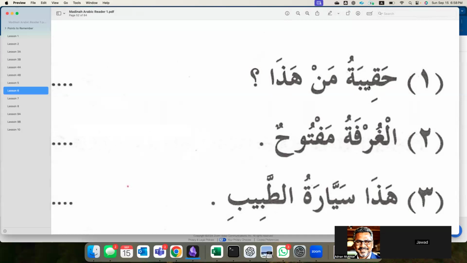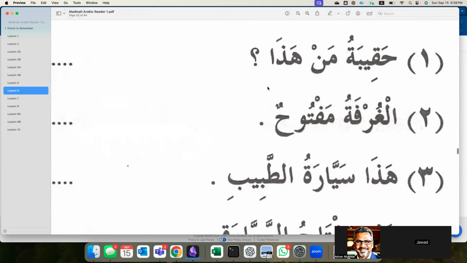Haqibatu man means whose bag is this? Whose bag of whom is this? Bag of whom is this? So we're talking about the bag. So the bag happens to be feminine. So haqibatu man hadihi should be the correct sentence. Okay? Got it? All right.